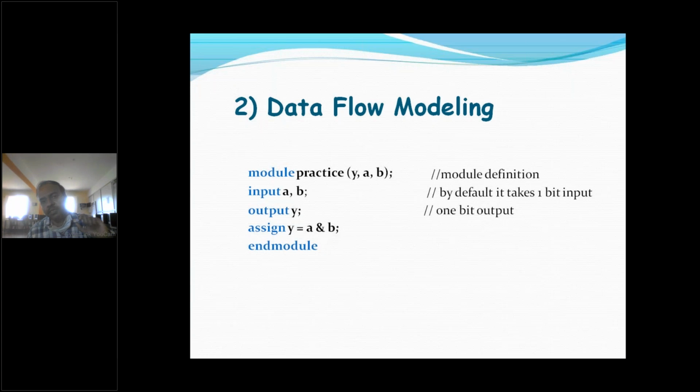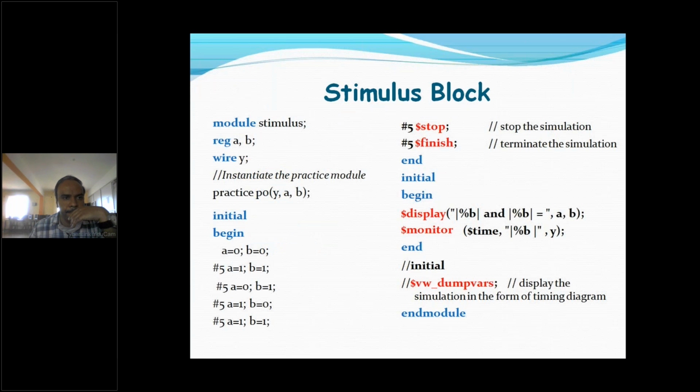Suppose I'm writing the same code in VHDL. Then instead of module, I need to show two parts, entity and architecture. Inside entity, I am showing all the inputs and outputs. Then within the architecture, I'm showing this part, that is y equal to a and b. There, I'm not using the assign keyword. So this assign keyword is only used in Verilog HDL. This we'll see later.